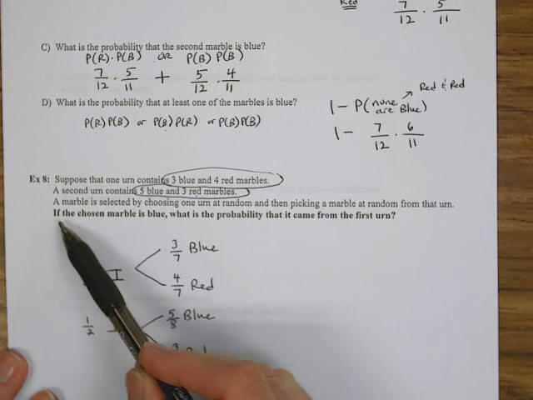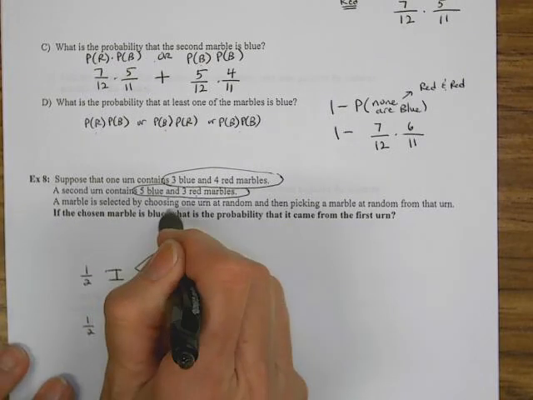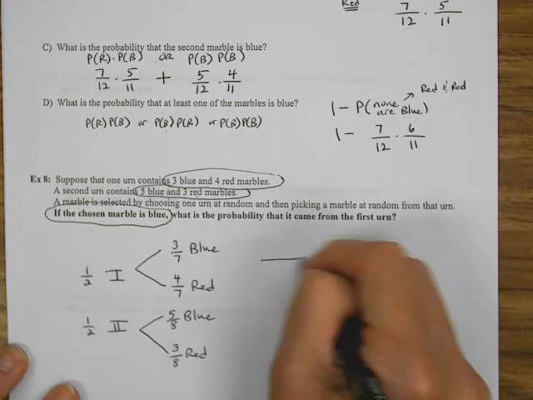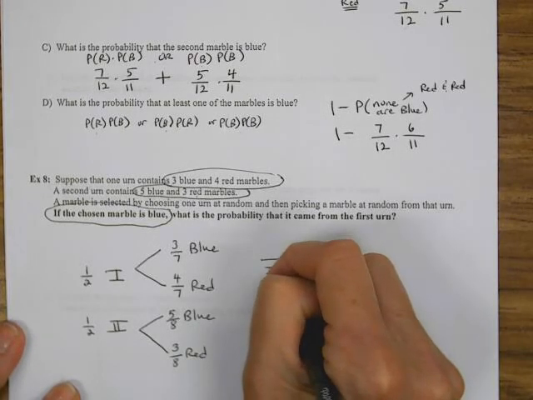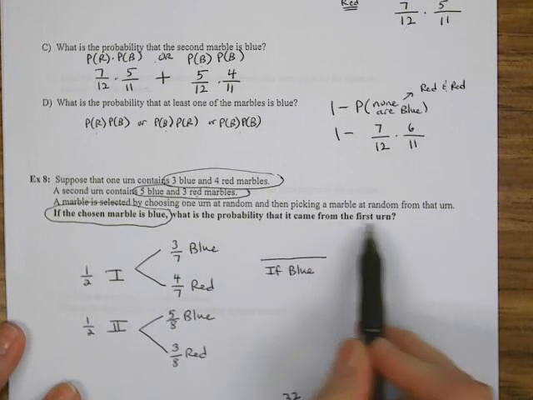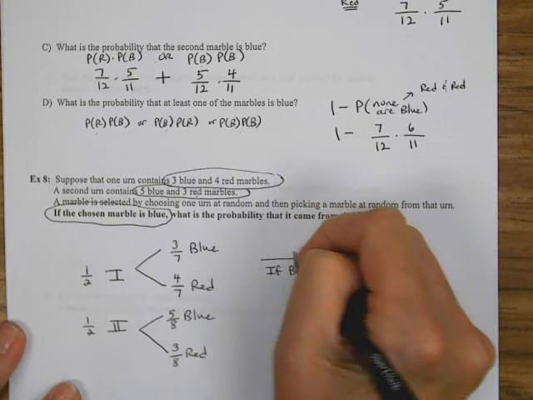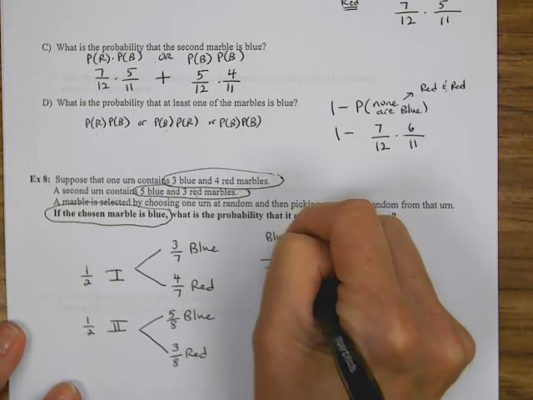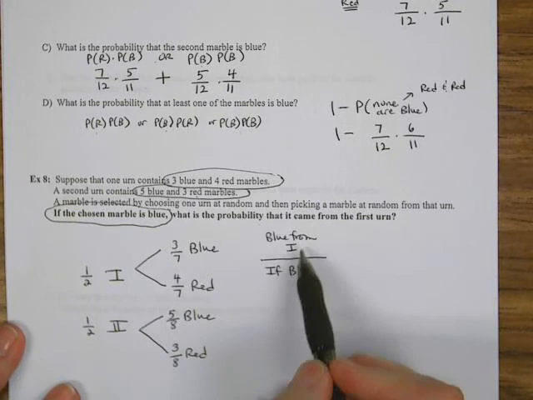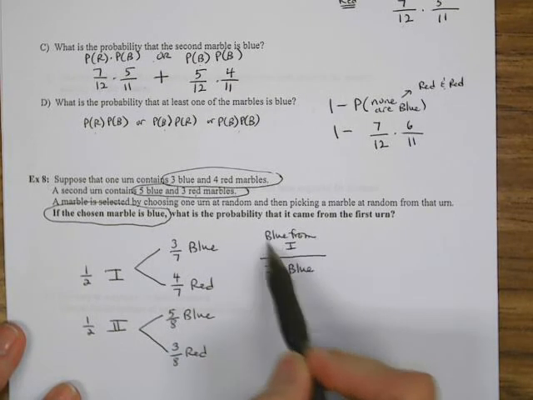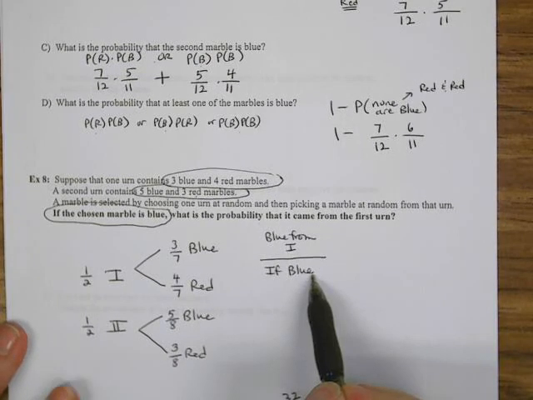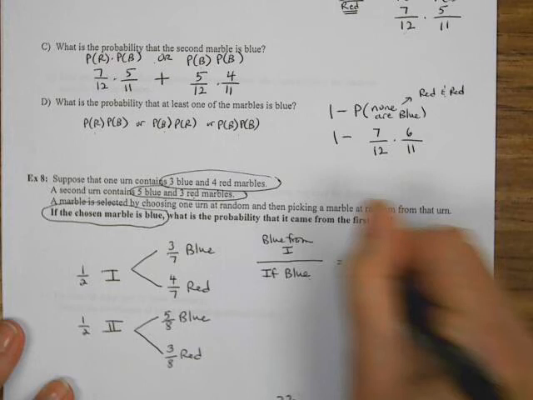So the question says, if the chosen marble is blue, that's key because this is telling us what we're choosing from. So my bottom number is if blue. What is the probability that it came from urn 1? So on top, we'd have to have a blue from 1. So the probability that I'm getting a blue marble from urn 1 out of all the possible ways to pick blue marbles. All right, let's think about what that is.